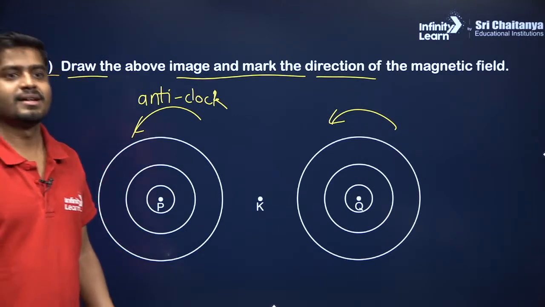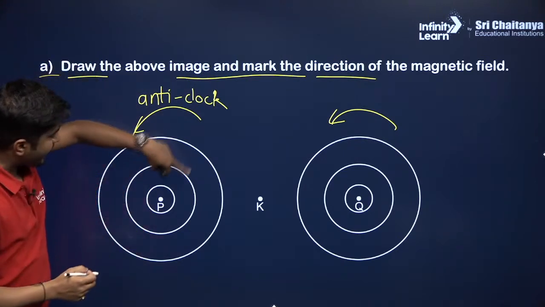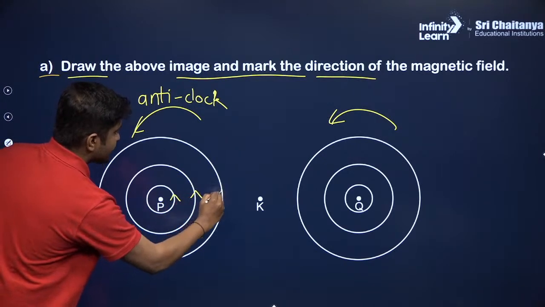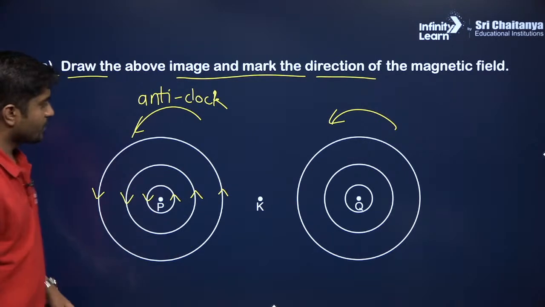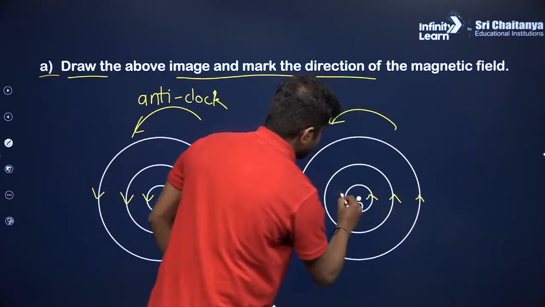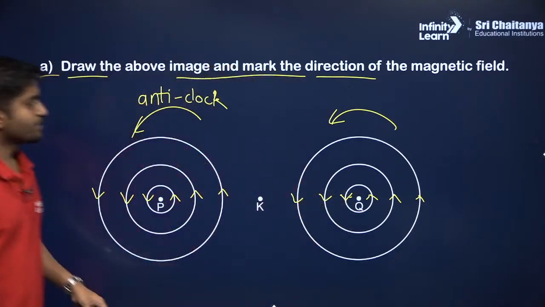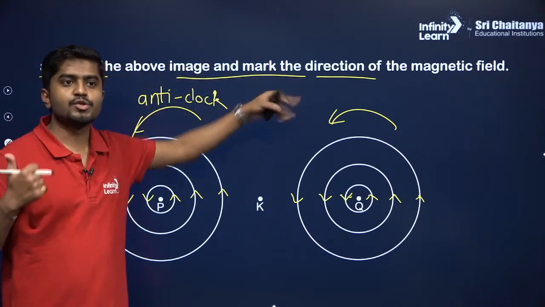Yasmin, correct. Right hand thumb rule, awesome. Yes, so the magnetic field lines are anti-clockwise. Let's just mark. So this arrow you can mark and here they are going downwards. Okay, again this side going upwards. This side the magnetic field is going downwards. Clear? So the first sub question we have solved.